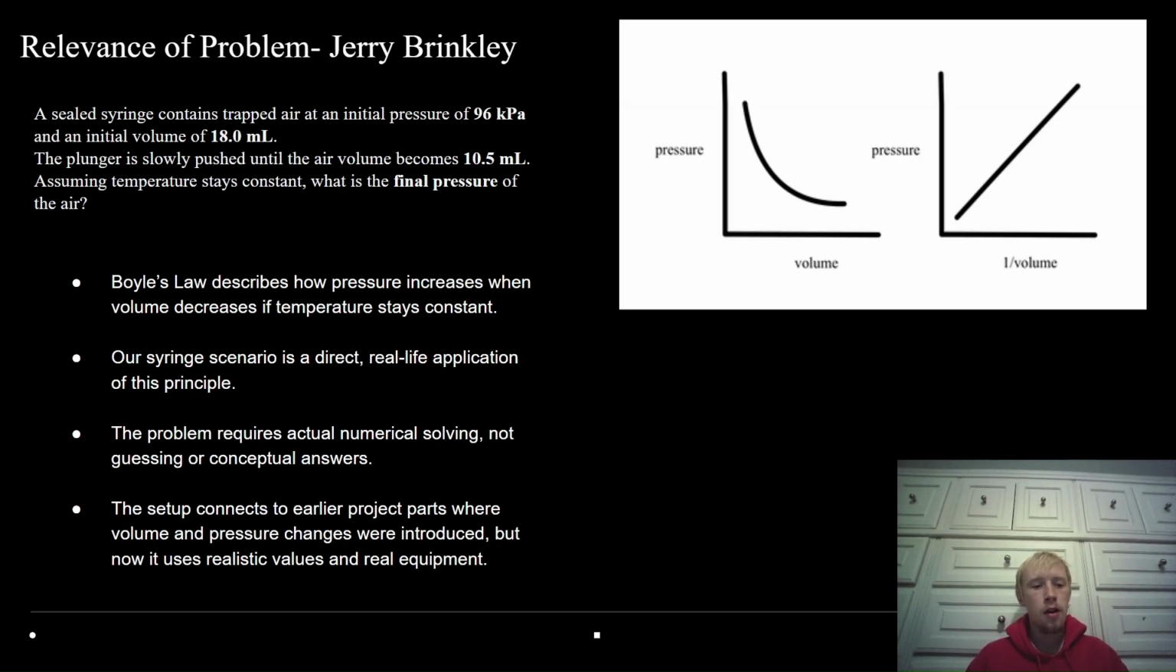The relevance to this question is that Boyle's law describes how pressure increases when volume decreases if temperature stays constant. Our syringe scenario is a direct real-life application of this principle. The problem requires actual numerical solving, not guessing or conceptual answers. The setup connects to earlier project parts where volume and pressure changes were introduced, because it uses realistic values and real equipment.